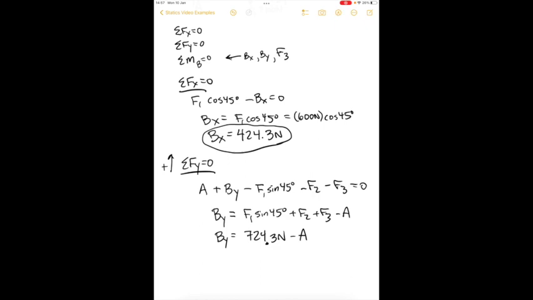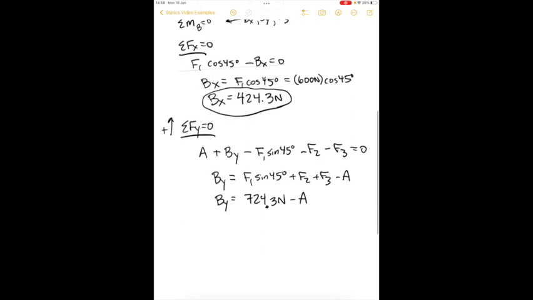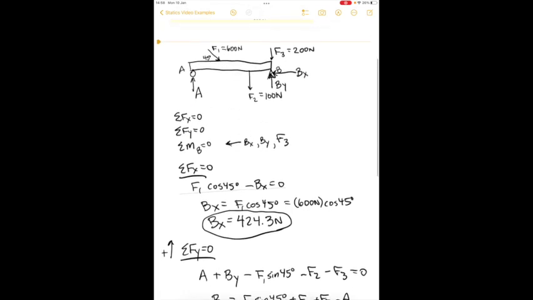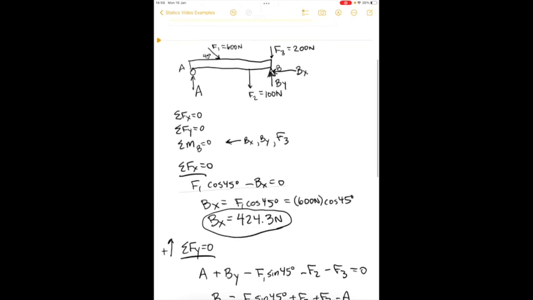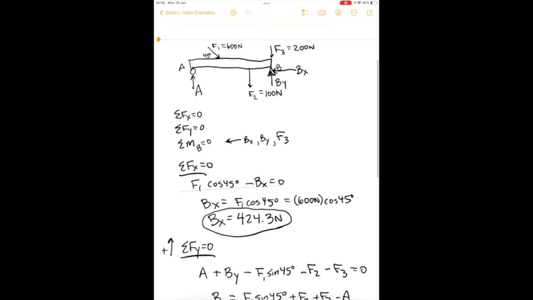So at this point, we can solve for By in terms of A, but we still have another unknown. So we're going to continue on to our third equation. We'll solve for the moment around the point B. And we're going to define counterclockwise as positive. So when we do that, we see that there are two positive moments about the point B. One is caused by the F1 y component, and the other one is caused by F2.